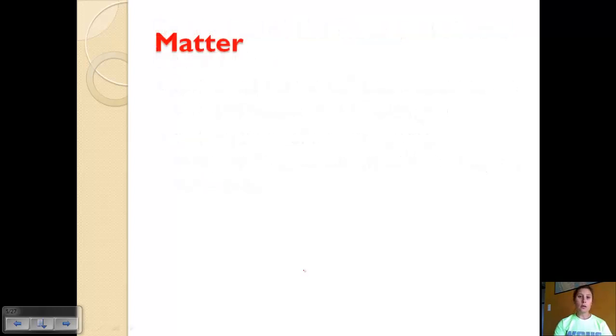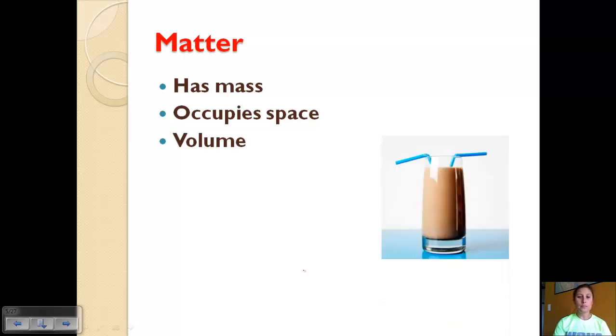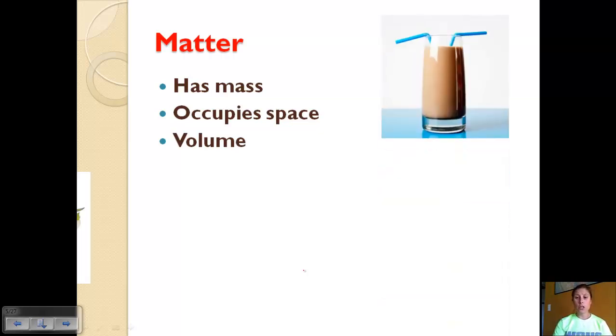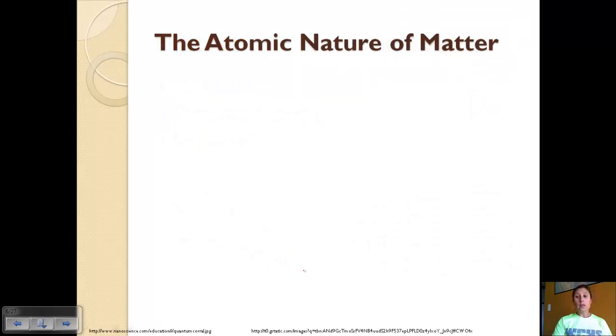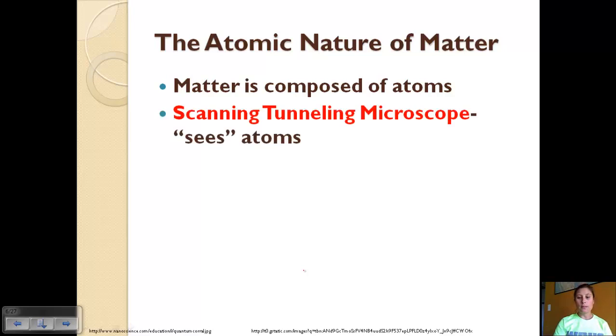So let's talk a little bit more about matter. Well, we know that matter has mass and occupies space. That's basically how we define matter. So it has mass and volume, basically. Some examples would be chocolate milk, Thanksgiving turkey, or stars. All of those things are matter. Basically, everything is matter. So we've already talked about how atoms are really tiny, and atoms compose matter.